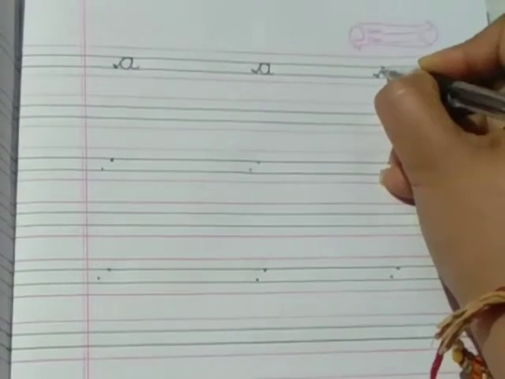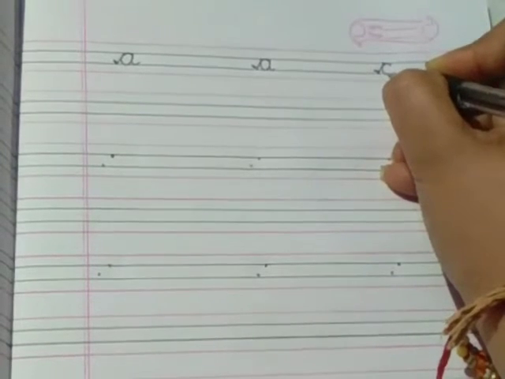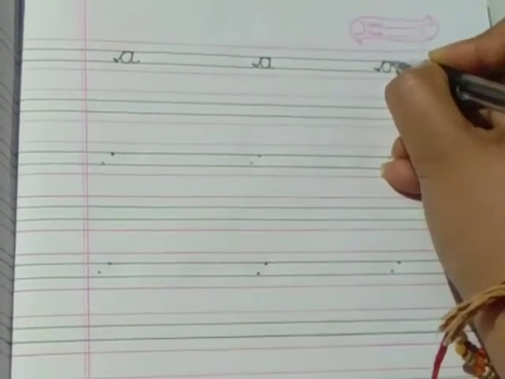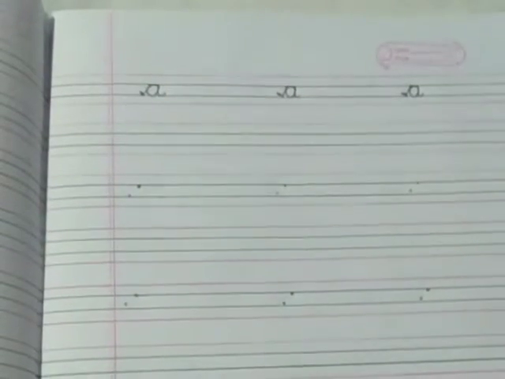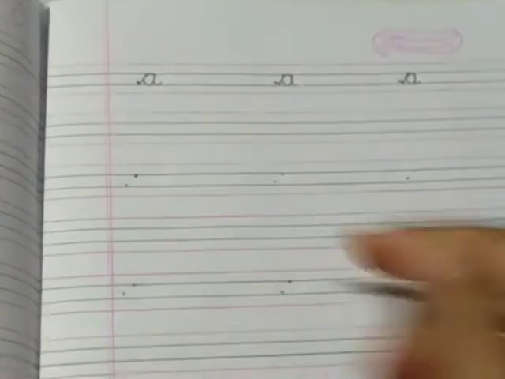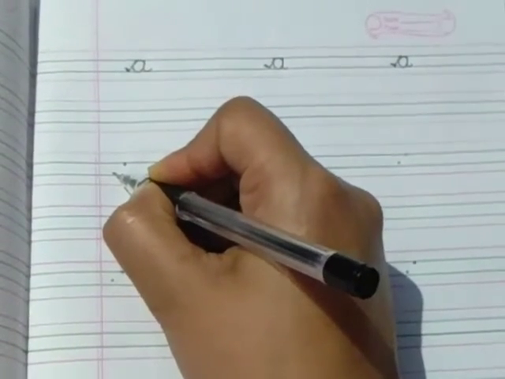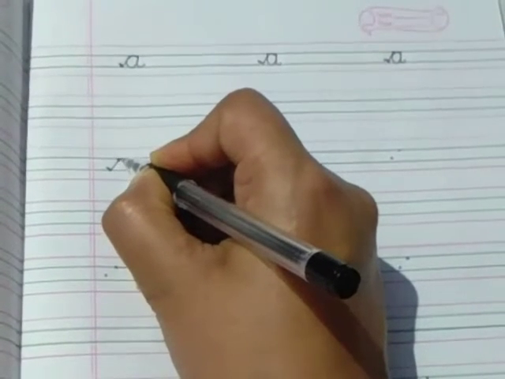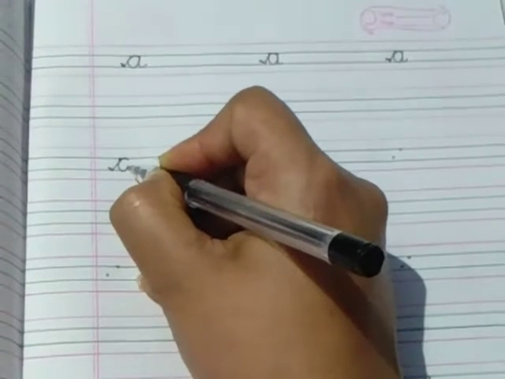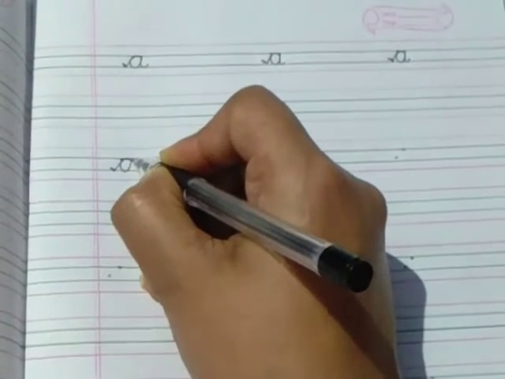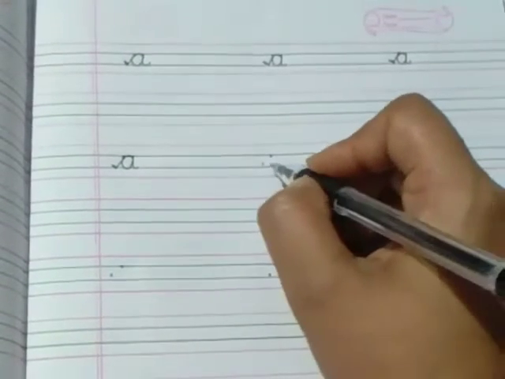Touch third line, go slanting up, come back, go up to the second line, come back. This is letter A. Again, touch the third line, go slanting up, come down, touch the second line. This is letter A.